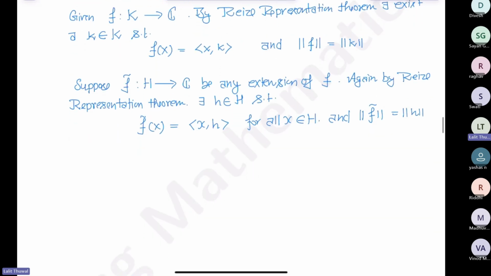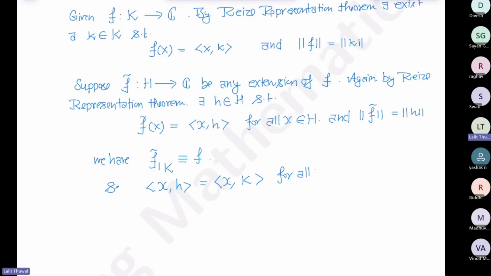So see, this f tilde extends this function f. Okay, so f tilde must agree with f. We have f tilde is equal to f on, yeah, you can say like that. When we restrict f tilde to K, this is equal to f, right? For all x inside big K, right?